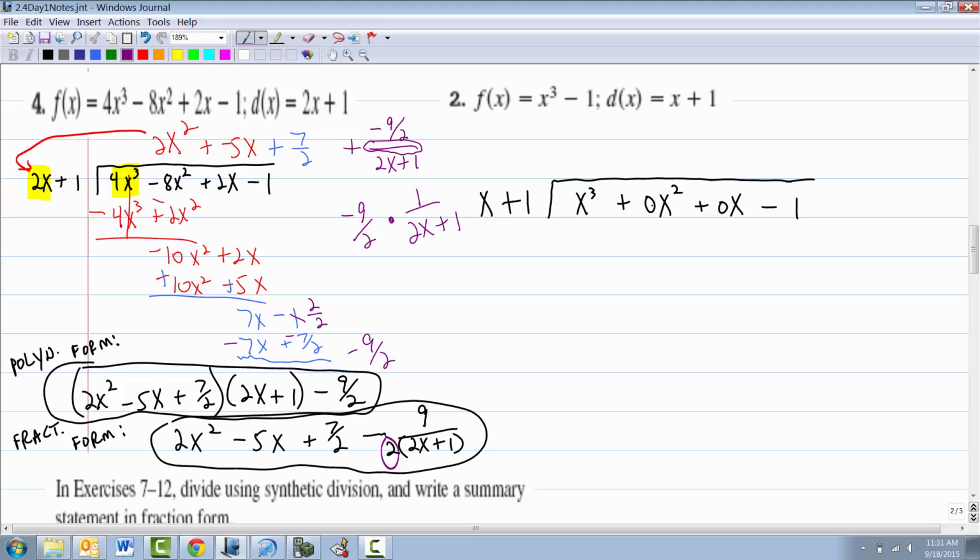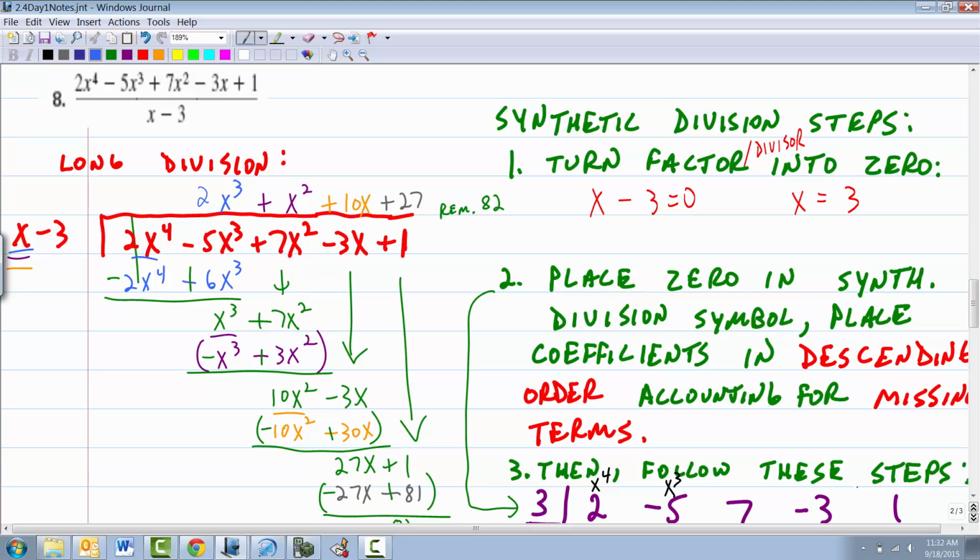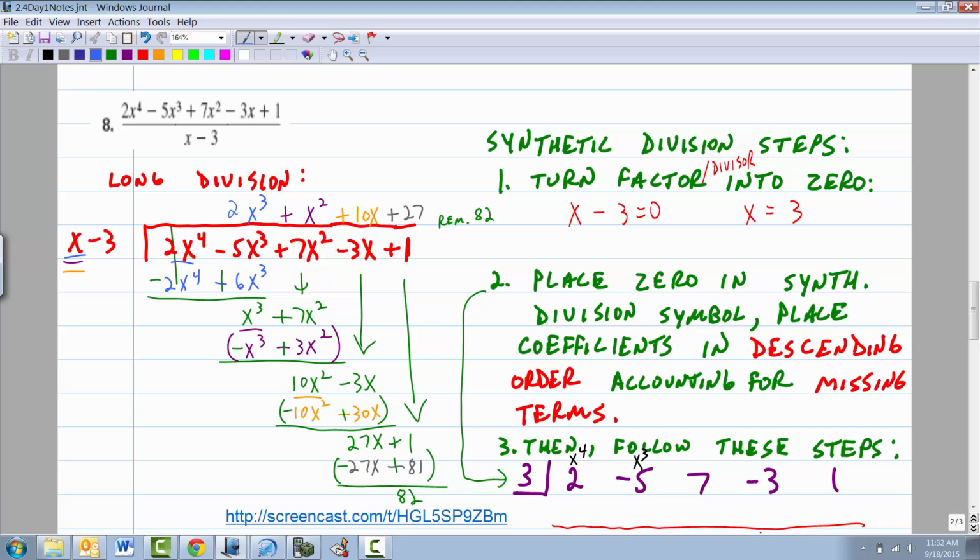By the way, what about synthetic division in number 2? Do I have to account for missing terms or not? Do you remember that from last year? If you like right answers, you have to account for missing terms. So now what we're going to do is one more long division. No, we're not. You can actually just look at this later if you want, and then accept that I've done the right thing long divisionally, if I can make up a word. That when I take 2x to the 4th and divide it by x minus 3, the answer is 2x cubed plus x squared plus 10x plus 27 with a remainder of 82.